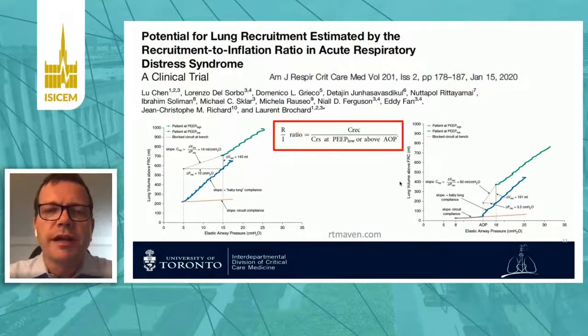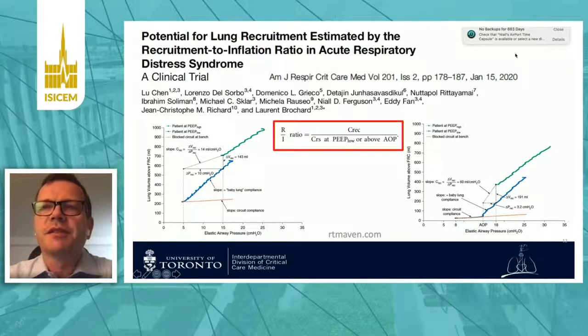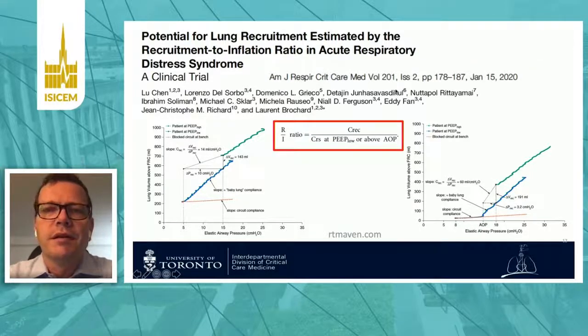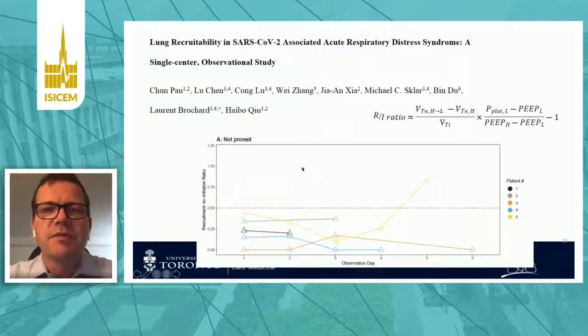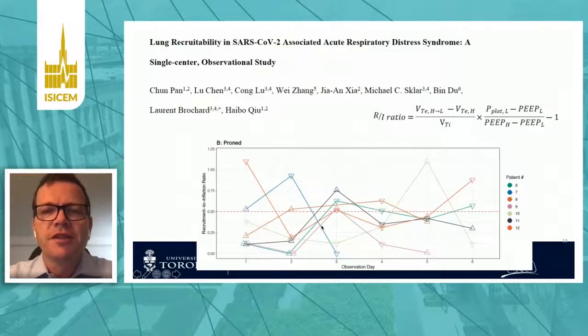One can try and sort out how much PEEP to use and how recruitable somebody is by calculating the R to I ratio. You can plug numbers into a calculator available online at rtmaven.com. And this gives you a number where the median value was 0.5 in the initial case series. And when applied to COVID-19 patients in a case series from China, on average, they were not very recruitable in the supine position. Interestingly, once placed prone, many of them were more recruitable. So it's worth looking at this in both the supine and the prone position.